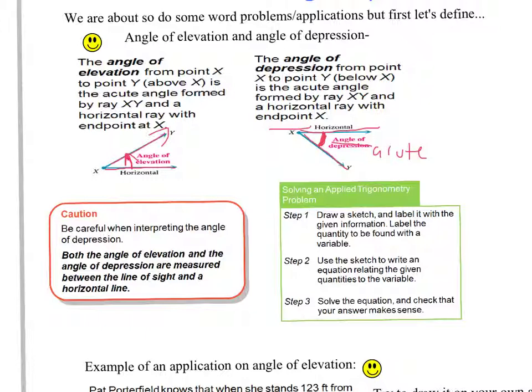Be careful when interpreting the angle of depression. Both the angle of elevation and the angle of depression are measured by the line of sight. This is the good way to say it. The line of sight and the horizontal line. So make sure you're always looking between your line of sight and your horizontal, and then you'll know you did it right. So we're going to work on drawing a sketch with each word problem we're about to do. Use the sketch to write an equation, solve the equation, and check that your answer makes sense.